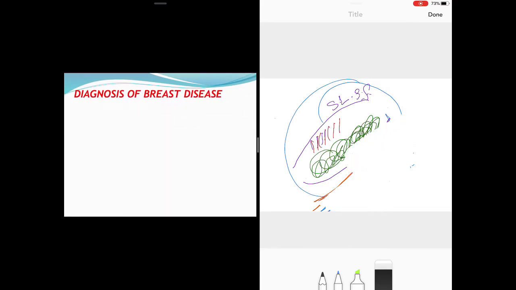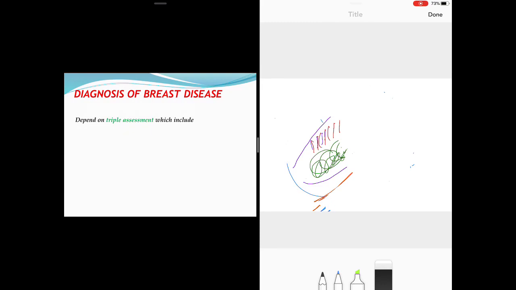How do we diagnose breast disease? Important. When I tell you this patient has breast pain, the patient is complaining of mastalgia, a breast mass, or nipple discharge, how do we manage her? When you hear any condition of the breast, we must diagnose the case according to the triple assessment.